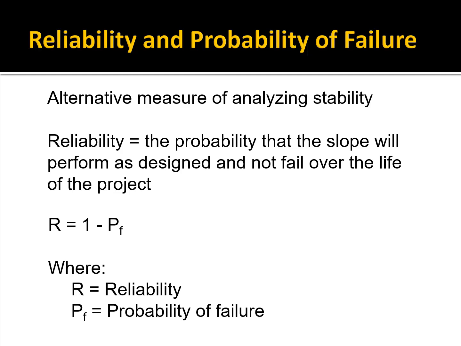The reliability is 1 minus the probability of failure. So if you had a 5% probability of failure, that means the reliability would be 95%. Both of these numbers can be far more useful than a factor of safety when we're making decisions about risk and about how to spend our money. Should we spend another $1 million and build a more mild slope? And what would that do to the probability? It's just a more rational way of assessing risk and making these kinds of really important decisions.